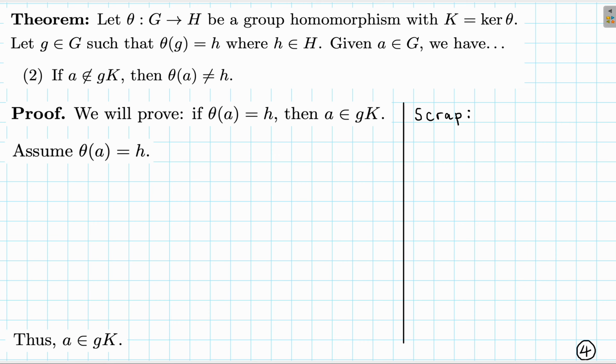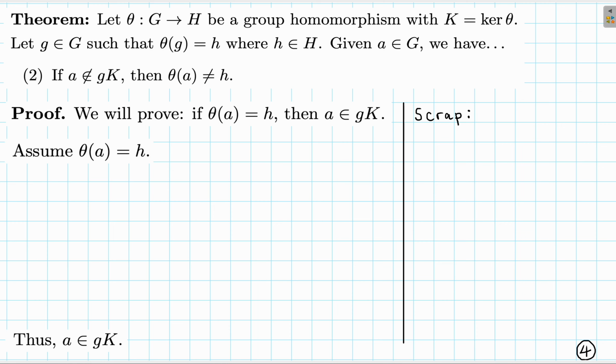And here is the second part of the theorem. We'll let theta from G to H be a group homomorphism with K being its kernel. We'll let little g be an element of the domain such that theta of g is equal to little h. And we must prove that given an element a in the domain, if a is not in the coset gK, then theta of a does not equal h. Now that's a lot of nots: not an element of, does not equal.